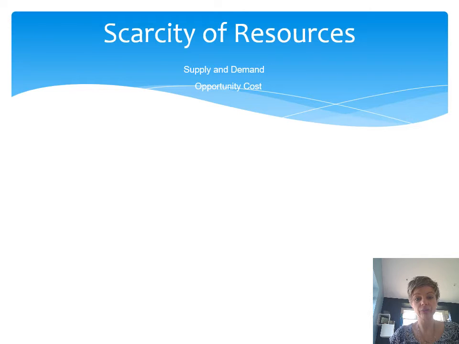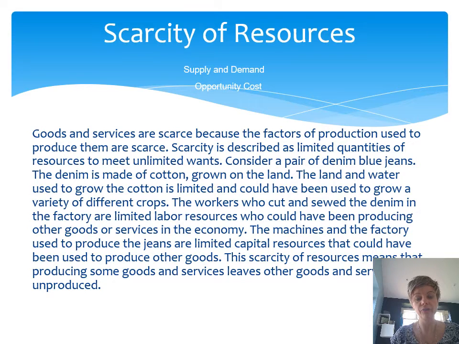That brings us to question number 16, the scarcity of resources. And there are 2 things that we need to talk about when we talk about scarcity. You'll remember from our last unit that scarcity actually means the unlimited desires and wants and the limited resources that are available in the world. This also has to do with supply and demand, and it also has to do with opportunity costs. So goods and services are scarce because the factors of production used to produce them are scarce. Scarcity, again, is described as limited quantities of resources to meet unlimited wants.